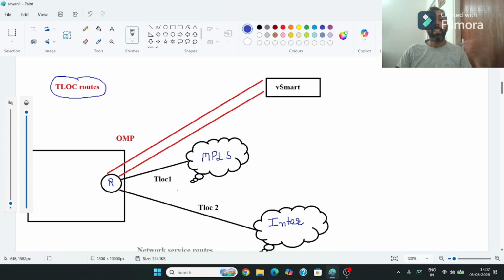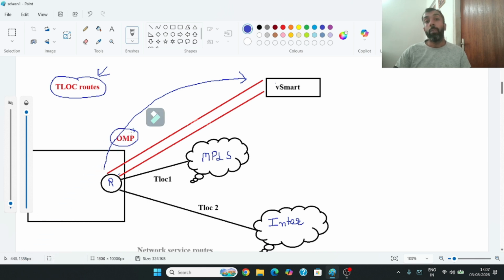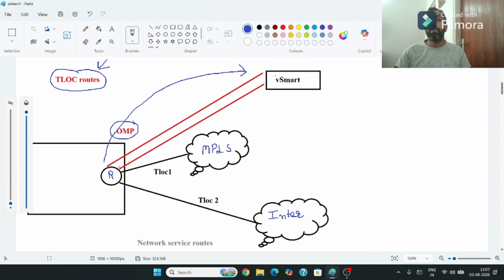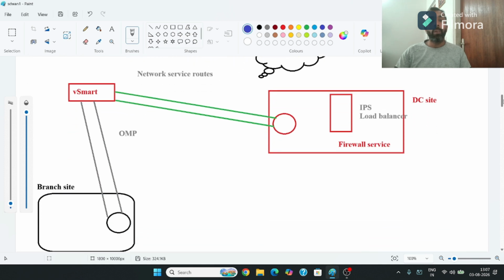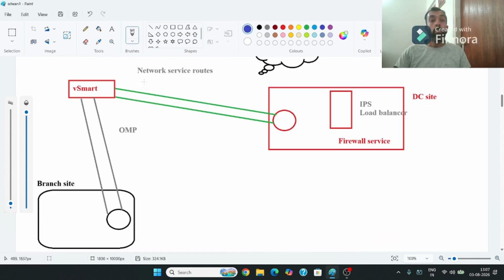Now, what is a TLOC? In the last video, we have already discussed it. You can see the last video to understand more about TLOCs. If the router has two TLOCs, the router is going to provide this information to the vSmart controller. This will be done with the help of TLOC routes. Now, TLOC routes will be forwarded by the router to the vSmart controller with the help of which protocol? With the help of the OMP protocol.